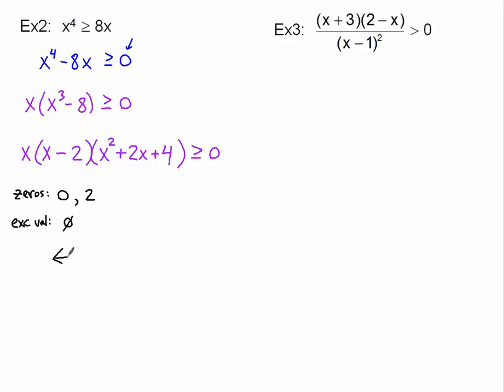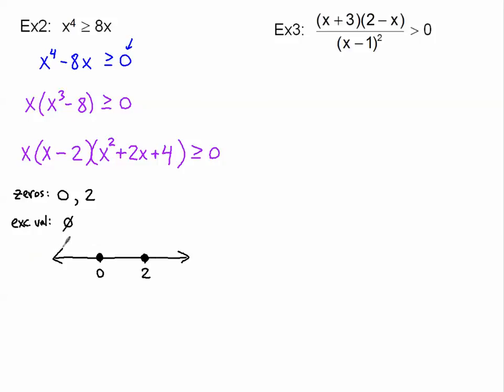Now I go to my number line. I'm going to put my 0 and my 2 on my number line, in the correct order, of course. I'm going to take a quick look at my symbol, and it does say that I get to include my zeros this time because of the equal to. So I'm going to put a closed dot on here. This will remind me that I can include those values. Now I do my tests.